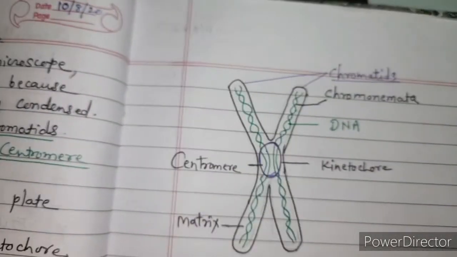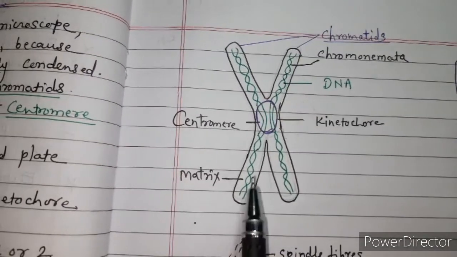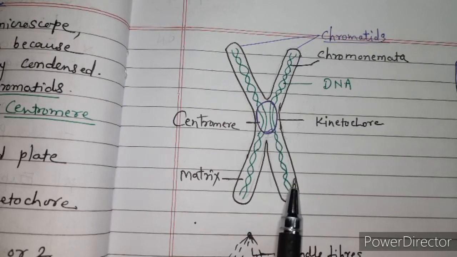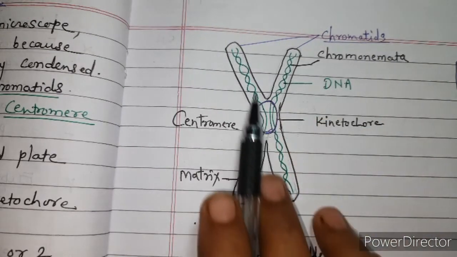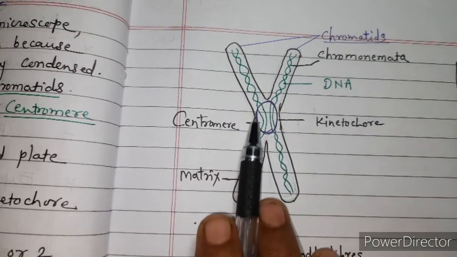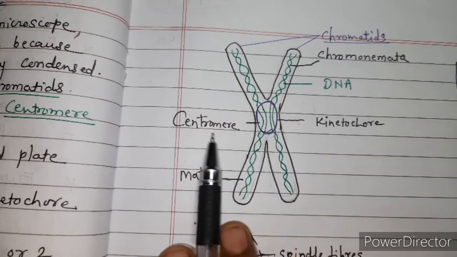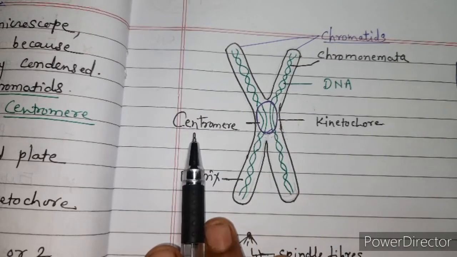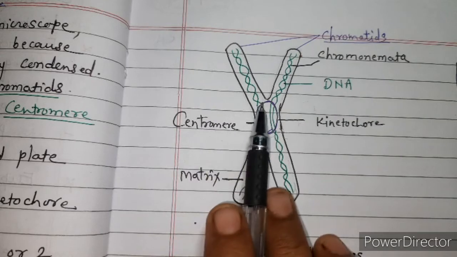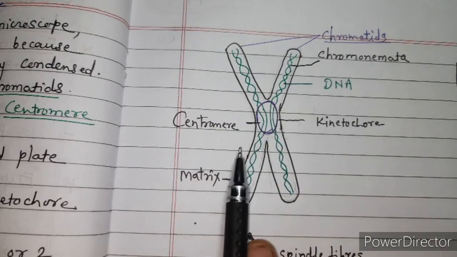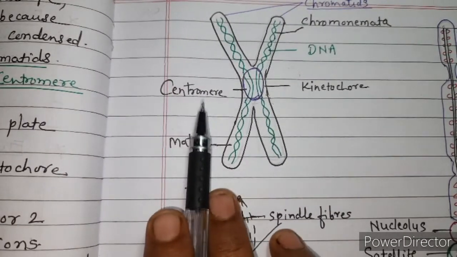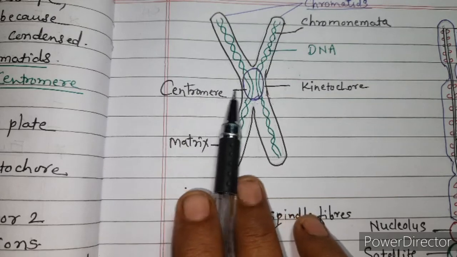See here students, this is the diagram of the chromosome. Suppose these are the two parts of the chromosome, and these are known as chromatids. Now these two chromatids are joined together at this point, that is called the centromere. So the center of the chromosome is called the centromere. This portion is called the centromere, where the two chromatids are joined together, and this centromere is also called primary constriction.